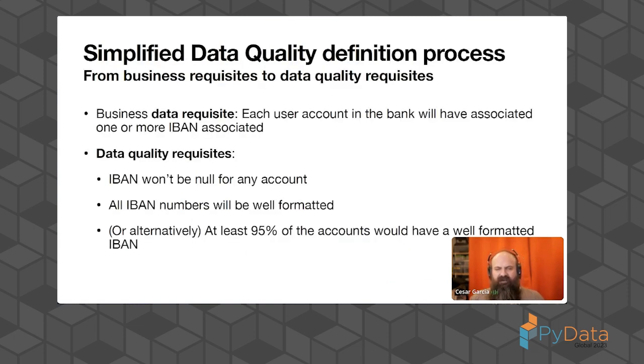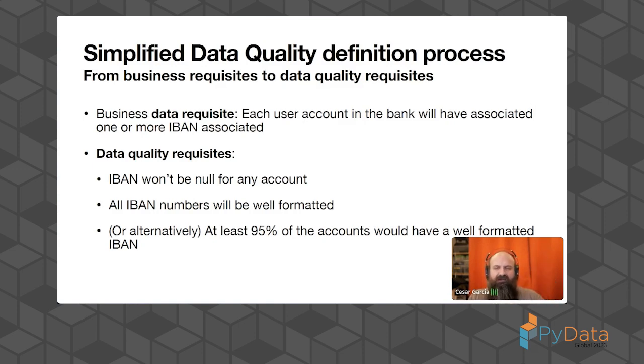So what is the process like to define data quality? The process basically goes to, number one, define what the requisites are. What do I need? And this is an example here. We have a screen. Each user account in the bank will have one or more associated IBAN accounts. So every single account will have this. And from this business rule, there are some data quality requisites, like IBAN. I mean, every account will have an IBAN that must not be null. Every IBAN number has to be well formatted.